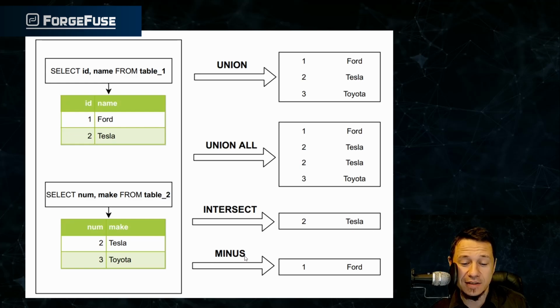The minus set operator looks at the first table and deducts the results from our second table. Of course, only those that match. So the minus set operator found that the first table has also the row with the values 2 and Tesla, and it deducted that value from our first table and returned only one row as a final result. In the following lessons, we'll go through some examples and we'll explain those things in more detail.